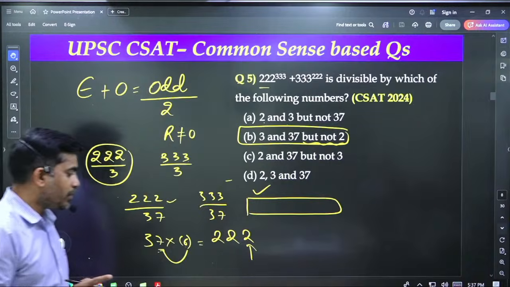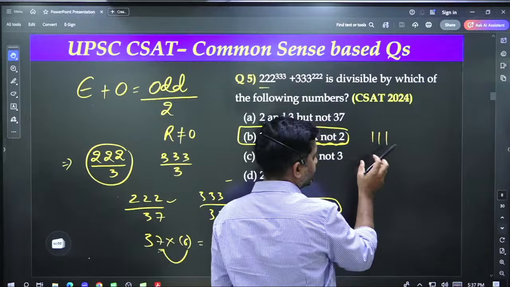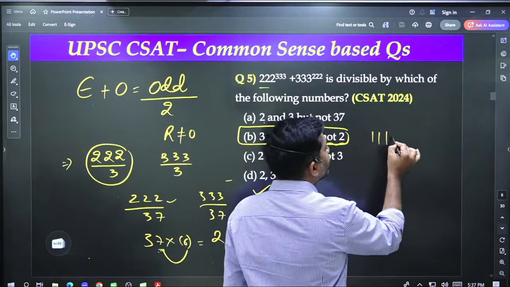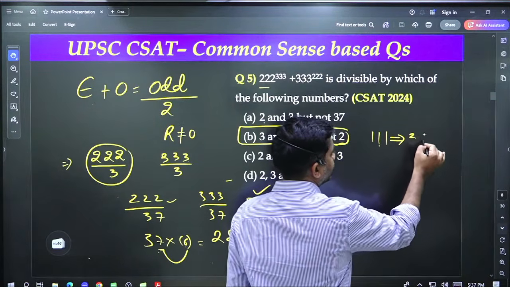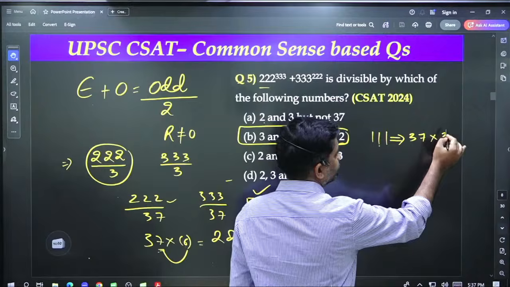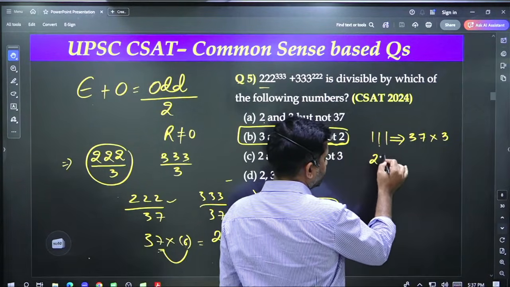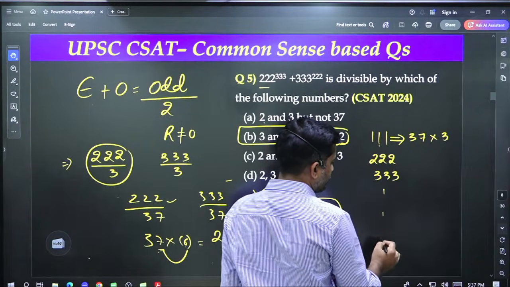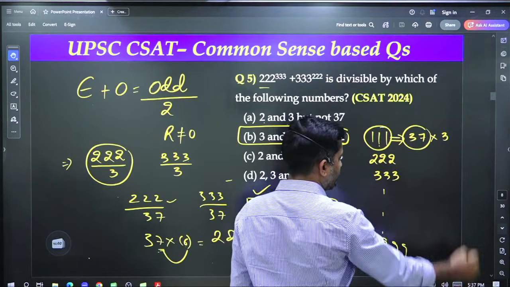You should remember this. This is a very popular number, 111, in number systems. Many times questions are asked based on this number. At least you should remember this: 777 factors 37 into 3. All 111 multiples, 222, 333, and so on up to 999, are all 111 multiples only. It means 37 multiples only.